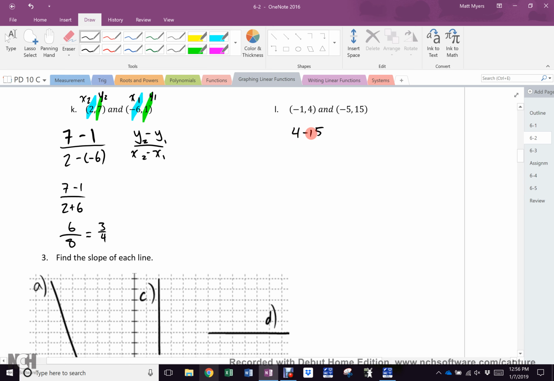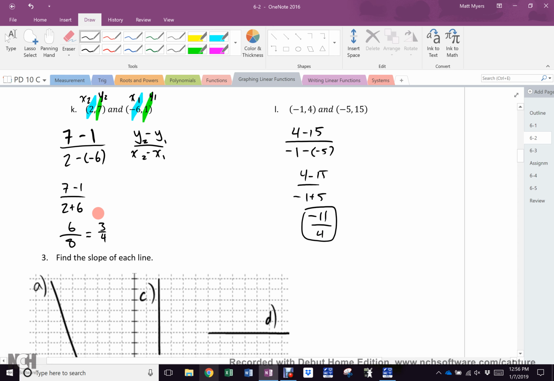4 minus 15 over what, Sean? Negative 1 minus 5, which is 4 minus 15 over negative 1 plus 5, which is 4 minus 15 over 4 minus 15. Negative 11 over 4. Done.